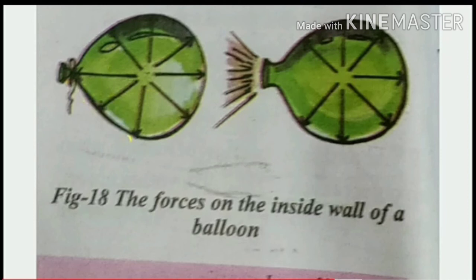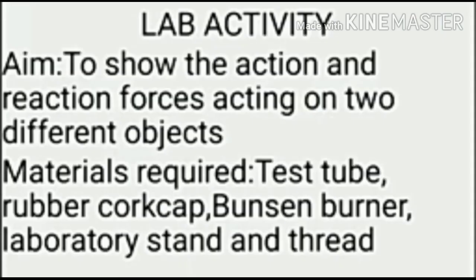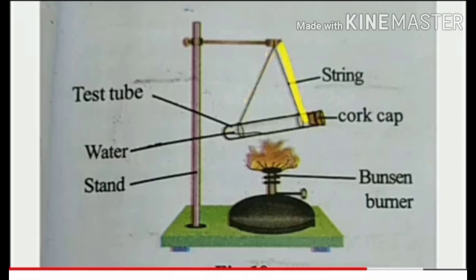And here is the lab activity. The aim is to show the action and reaction forces acting on two different objects. What is the material required, children? Test tube, rubber cork cap, Bunsen burner, laboratory stand and thread. Next, the procedure: take a test tube of good quality glass and put a small amount of water in it. Place a cork cap on its mouth to close it. Now suspend the test tube horizontally with the help of two strings, as shown in the given picture, children.